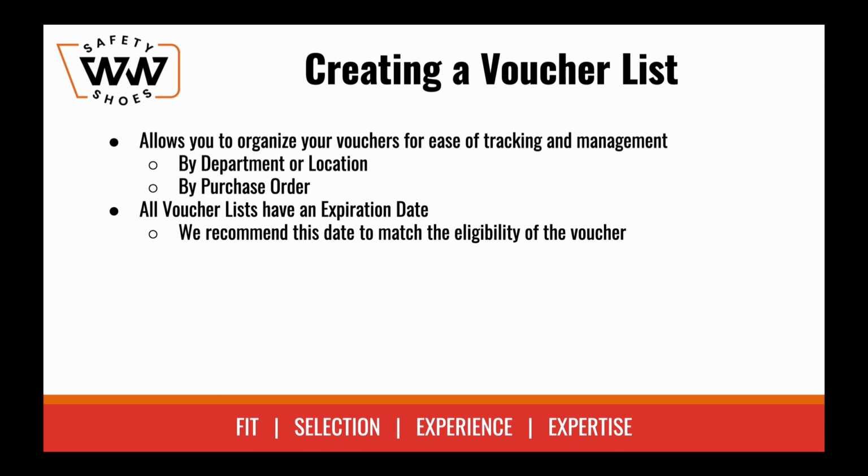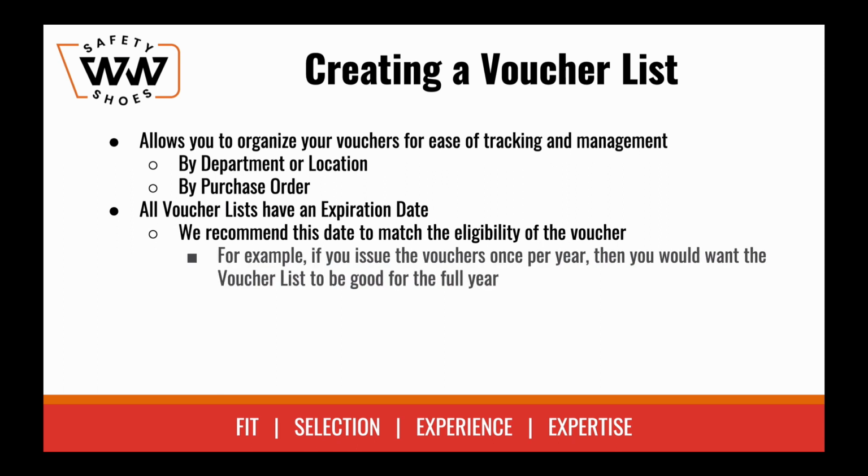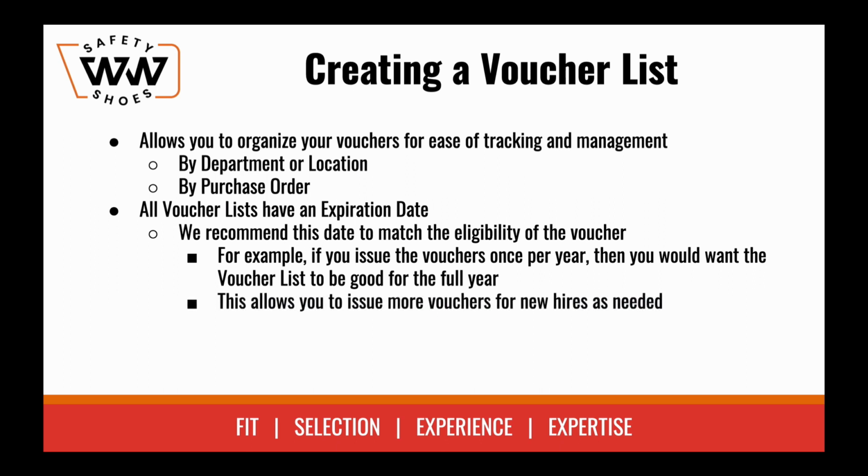Our recommendation is, for example, if you are an annual voucher issuer, you give them out July 1st every year, then you would make your voucher list expire June 30th. And that means any voucher you issue would expire June 30th, or if they redeemed it, it would expire the moment that they redeem it. This also gives you the ability, if you have new hires come in during that year, you're always issuing vouchers against the same voucher list. So it's really easy for tracking purposes.